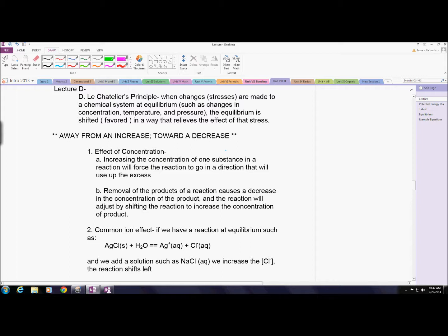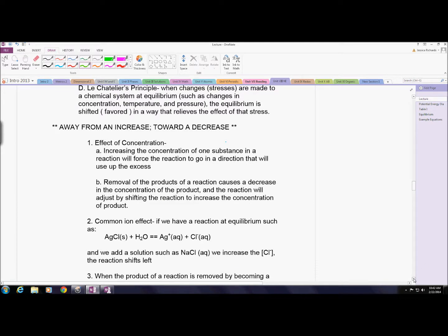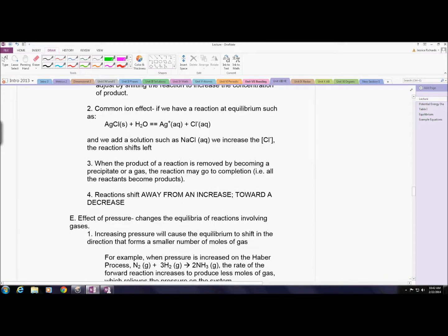So concentration, easy enough, you just add or remove product. We have this thing called the common ion effect, which is a little more confusing. Remember that sometimes when we add a solid ionic compound to our aqueous systems, because most chemistry is done in an aqueous solution, our ionic compound dissociates. So when we have solid silver chloride in water, it's going to dissociate into silver ions and chloride ions.